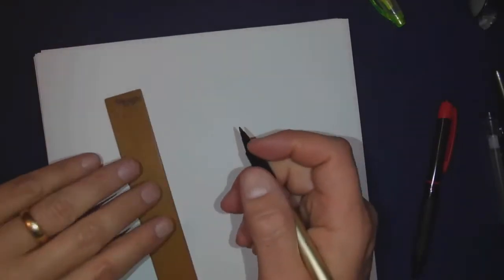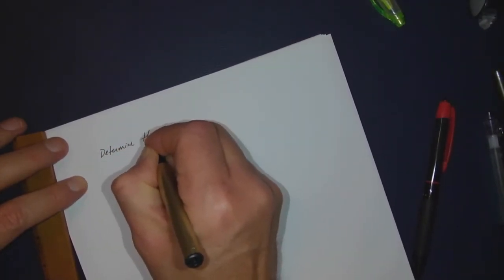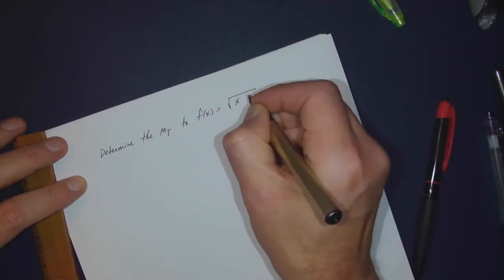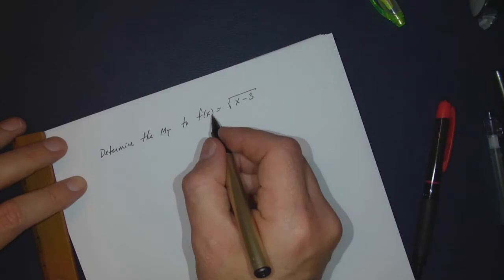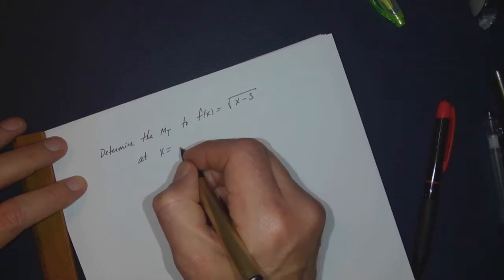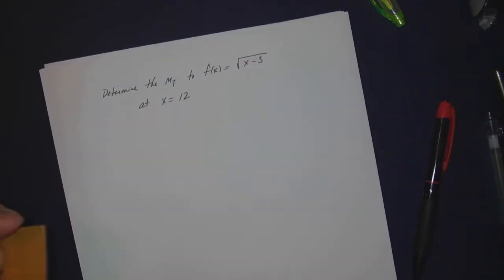Okay, ladies and gentlemen, I think I want to do one last example with you, just to keep you on your toes. Let's do a question that says, determine the slope of the tangent to f of x equals root x minus 3 at x equals 12. That's all it's going to say. There's your question. So this is what you'll have to do.